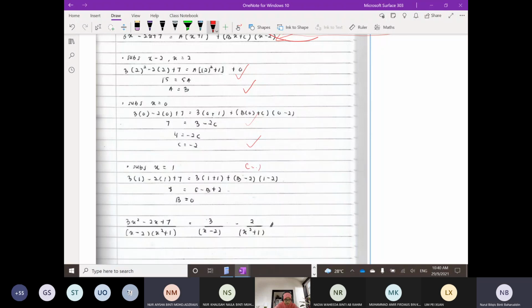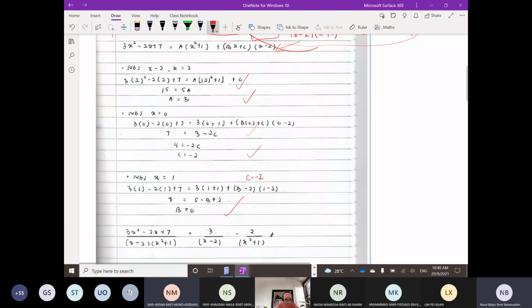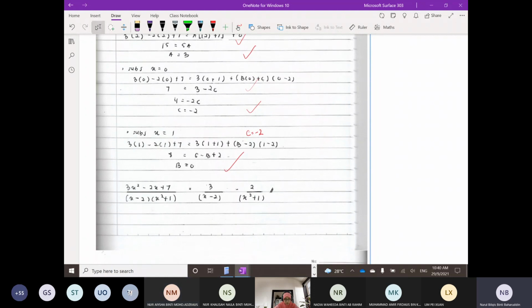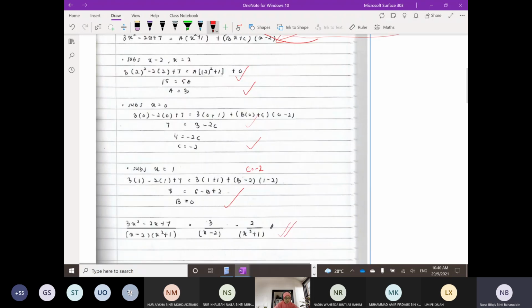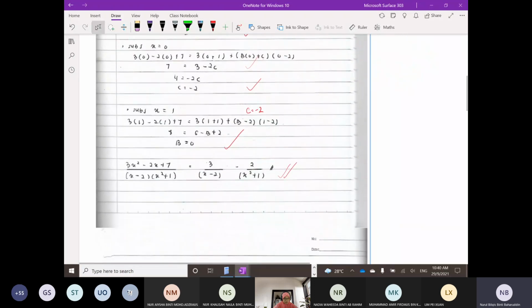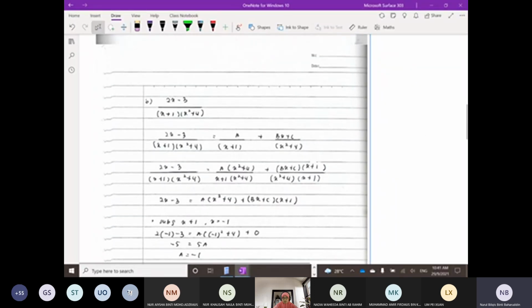Okay, C equals to negative 2. So B will be equal to 0, right? Okay, so the answer: 3 over x minus 2, since B tu dah jadi kosong. So tinggal C. Yes. So minus 2 over x squared plus 1. Alright. Good. Well done. Any question for 1A? No. Okay, so now let's proceed with 1B.